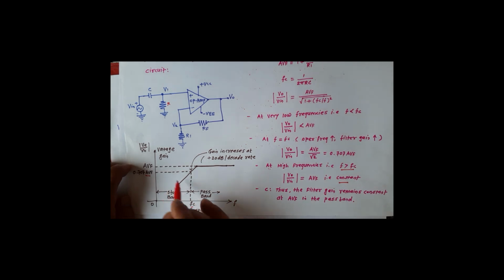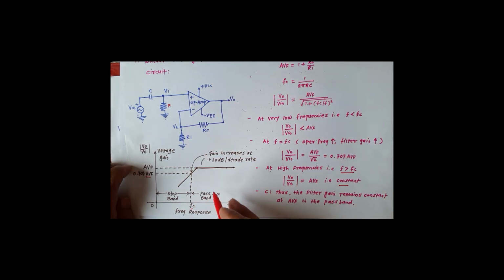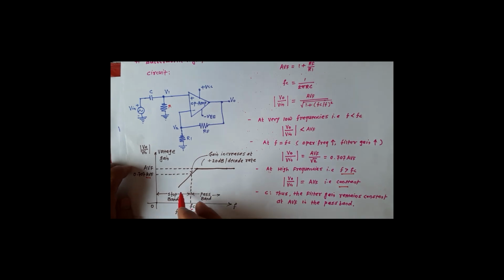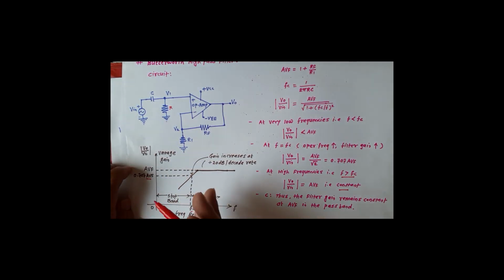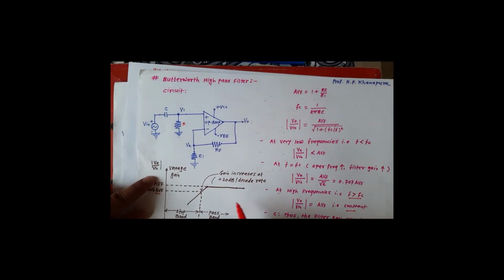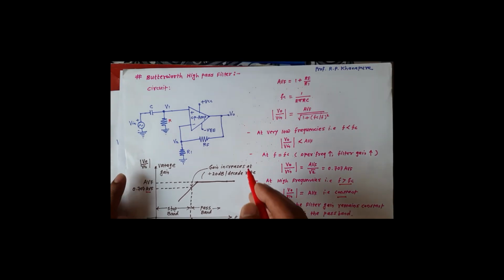So this region is called the low frequency region, and this region is called the high frequency region, where the high pass filter will pass the high frequencies, which is called the passband. In the low frequency region, the high pass filter blocks or attenuates the low frequencies. That's why here the gain increases at the rate of plus 20 dB per decade, whereas in a first order low pass filter, the gain decreases by minus 20 dB per decade.